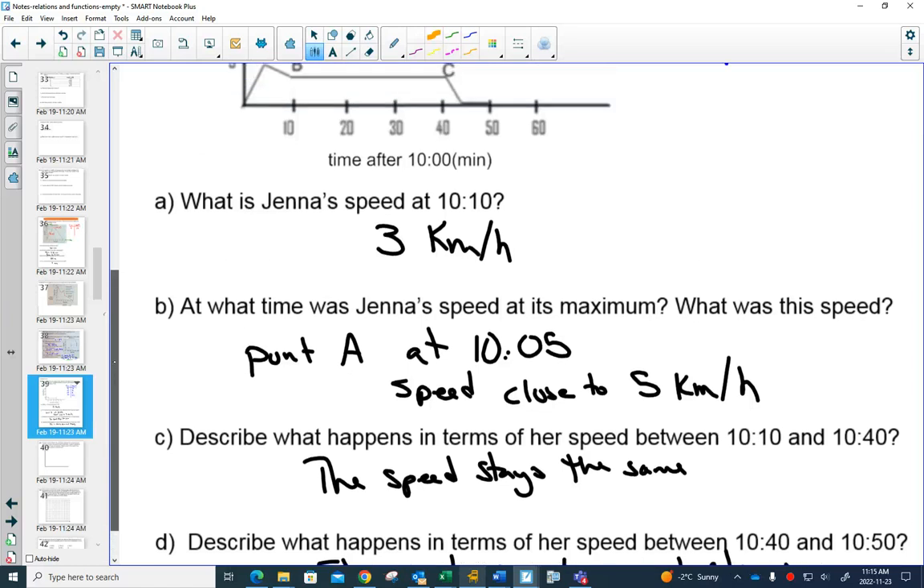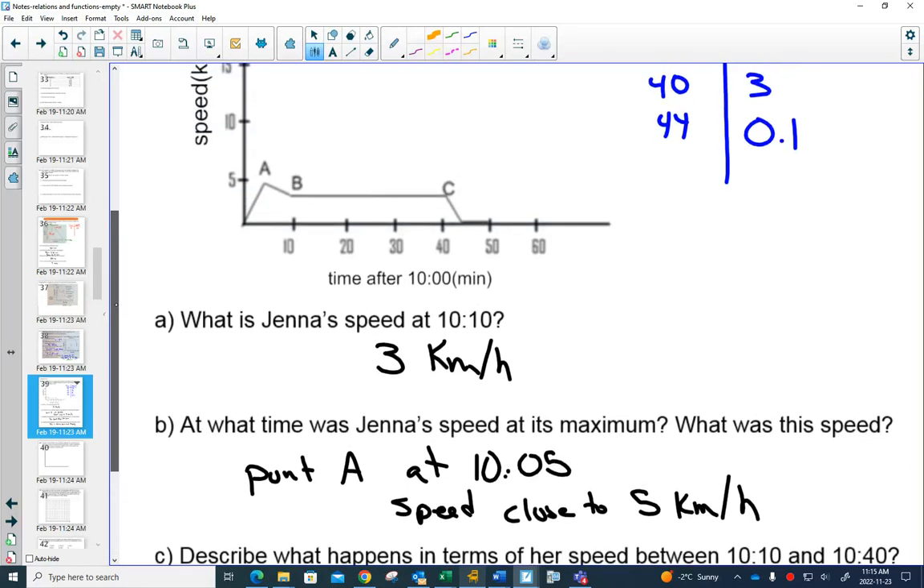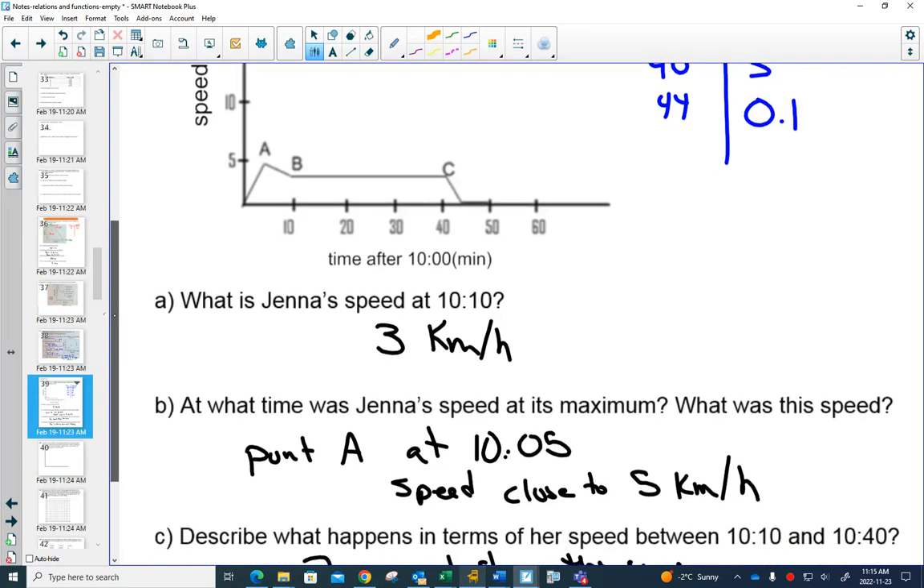I didn't add a part E. When does the tree fall on Jenna? That would be terrible. Maybe she just stopped because she was tired, not because a tree fell on her or anything like that.